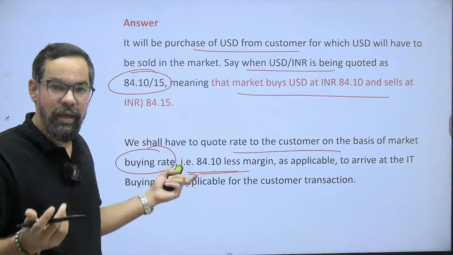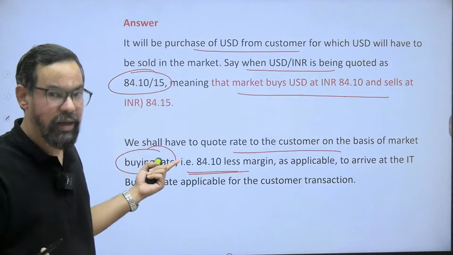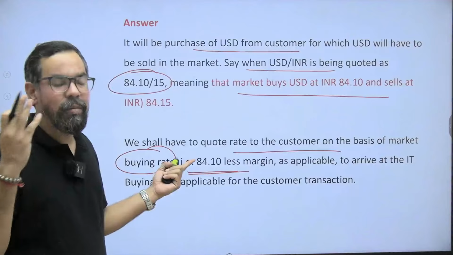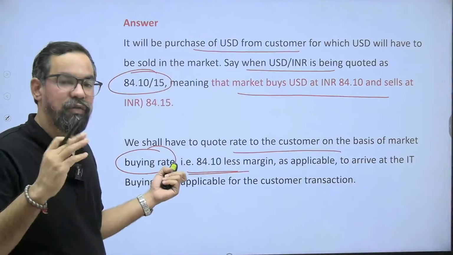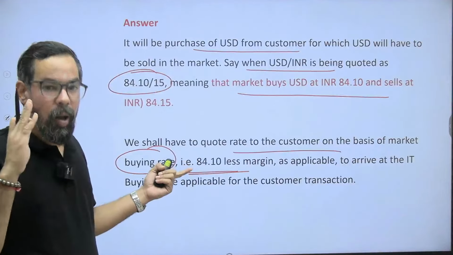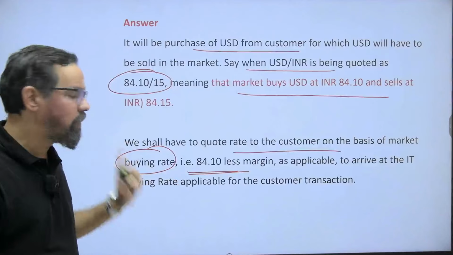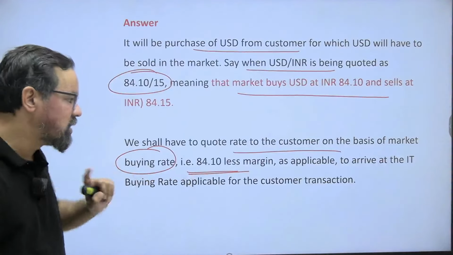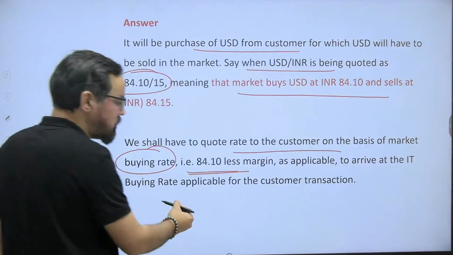If it is a buy rate, as our case is a buy rate, you have to add premium and minus margin, or if there is discount, you have to minus discount and minus margin itself, so that is applicable to arrive at TT for this particular one.